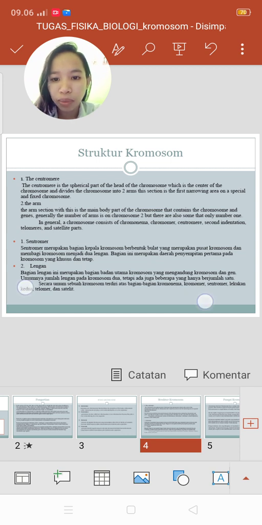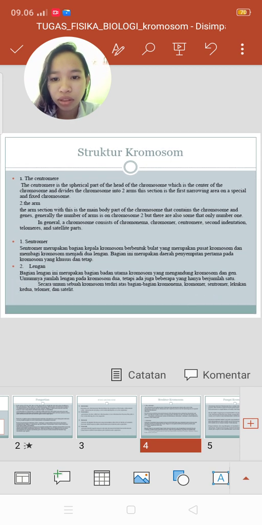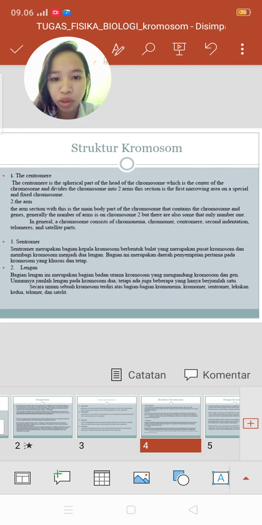2. The arm. The arm section is the main body part of the chromosome that contains the chromomeres and the genes. Generally, the number of arms in a chromosome is 2, but there are also some with only 1. In general, a chromosome consists of the chromomere, centromere, second indentation, telomere, and satellite parts.